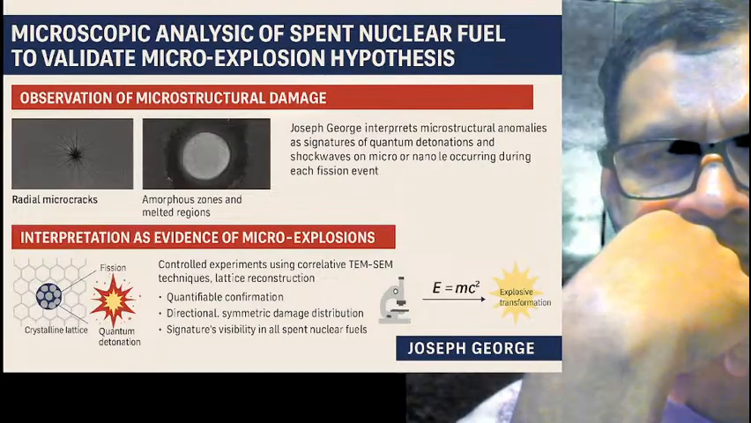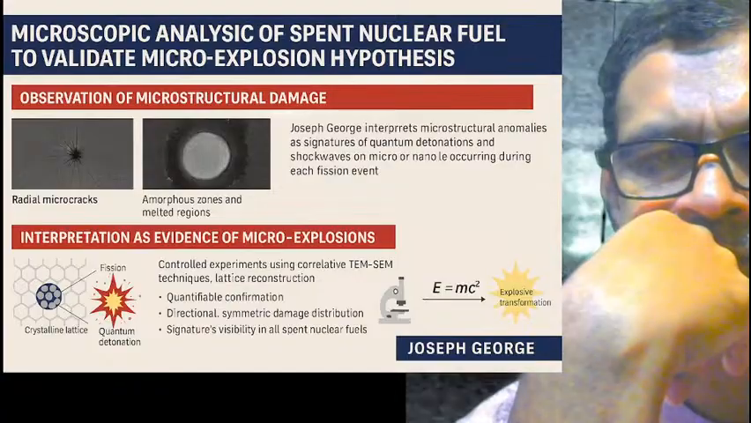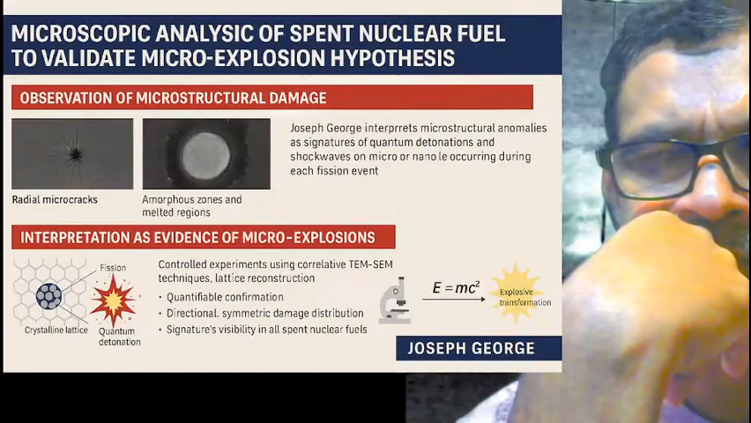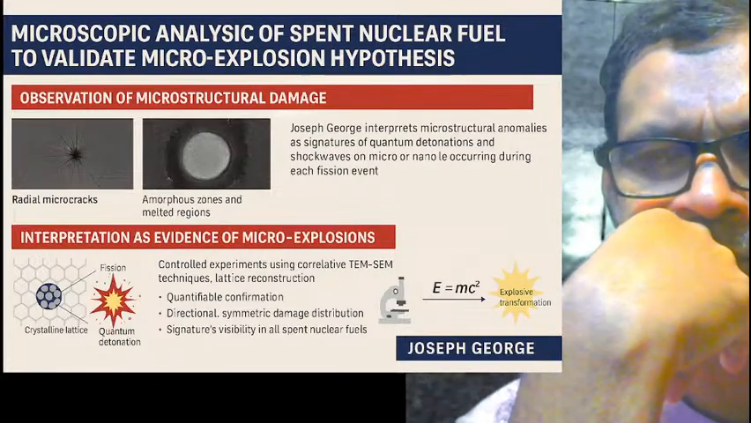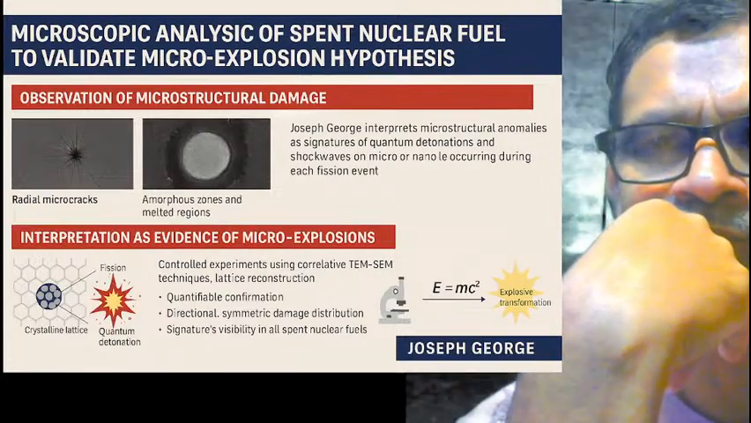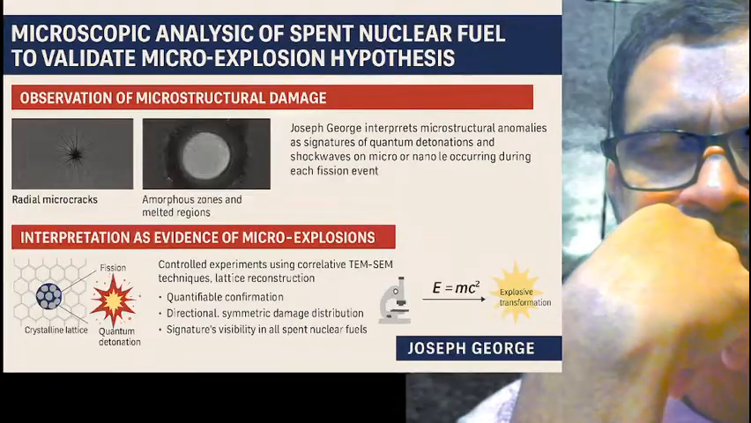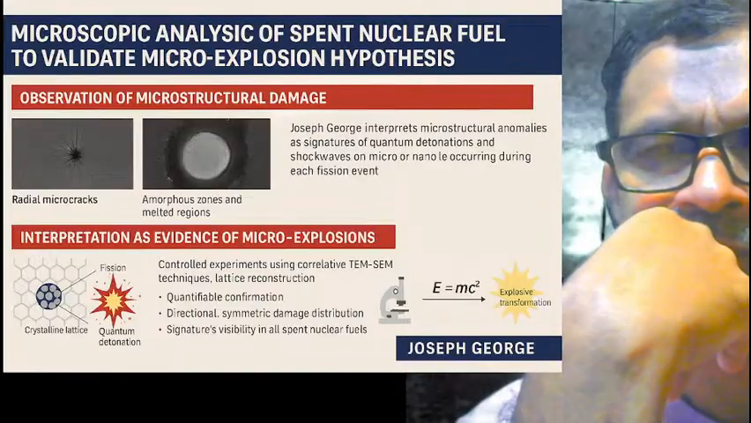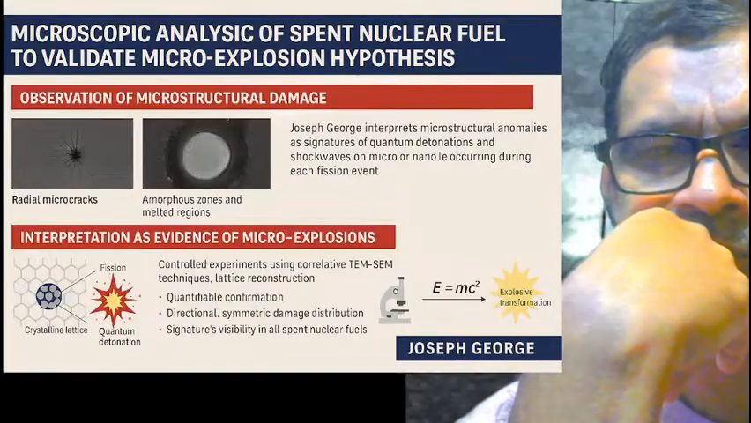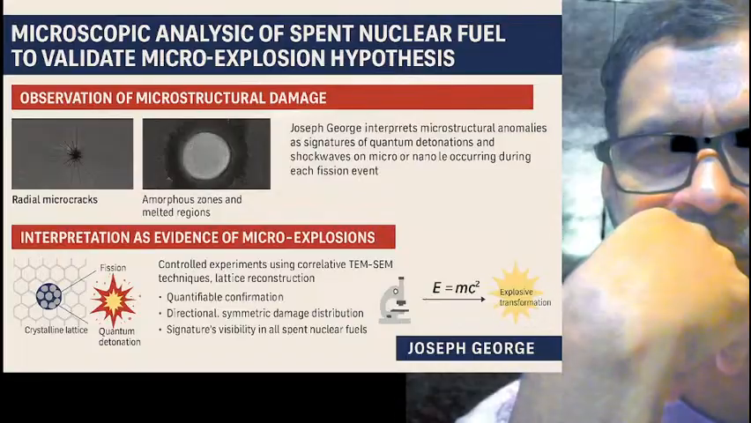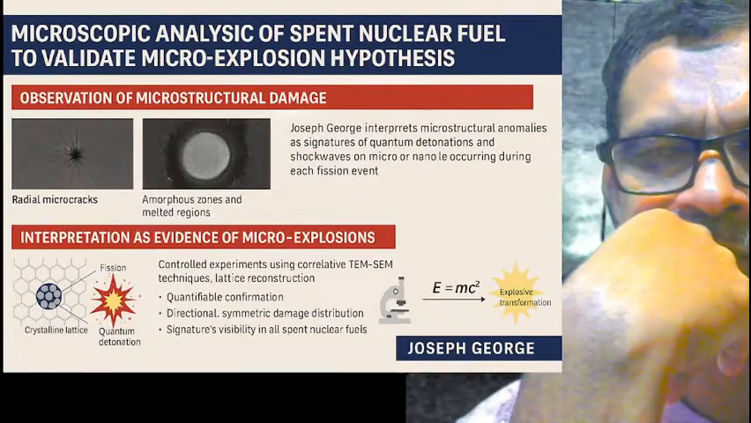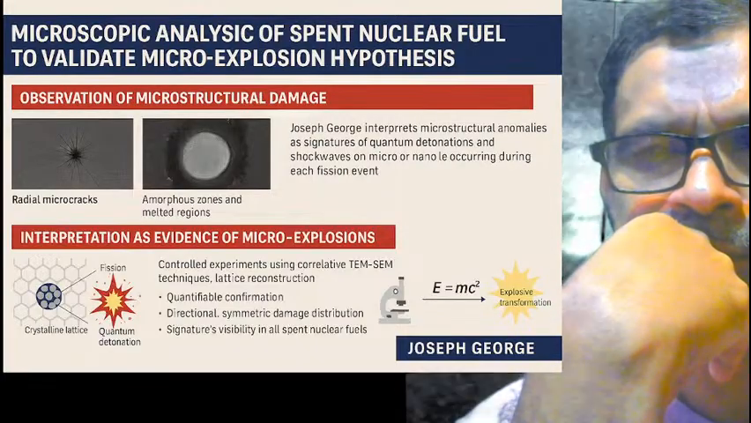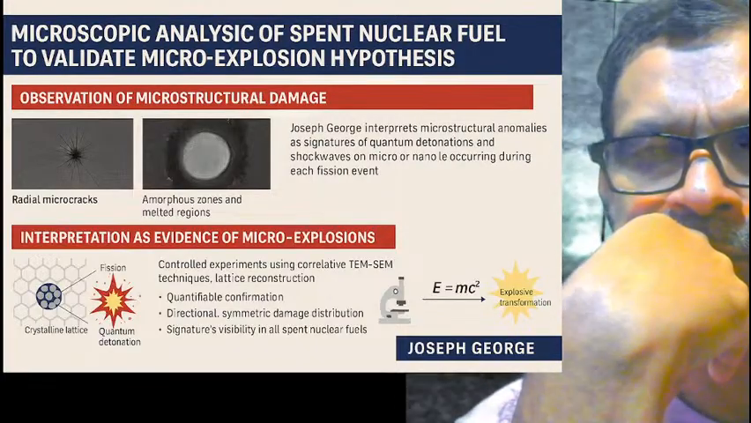4. Reinterpreting mass-energy conversion. At the theoretical level, Joseph George's work reinterprets Einstein's E equals mc² as not just a mass-to-energy equation, but one that allows for explosive transformation of mass into a new space-filling form of matter, a key concept in his broader research. This transformation is visible, according to George, through the microscopic blast effects in spent nuclear fuel. Thus, the microscopy doesn't just confirm fission energy output, it visualizes the mechanism.